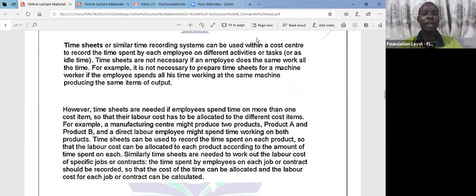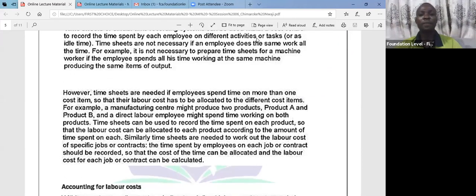Okay? Timesheets are needed if employees spend time on more than one cost item. So if you are doing only one thing, there is no need for timesheets. But if you are doing more than one cost item, timesheets are needed so that the labor cost can be allocated to the different cost items.